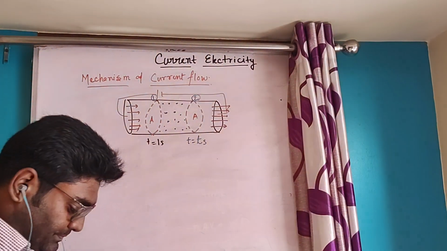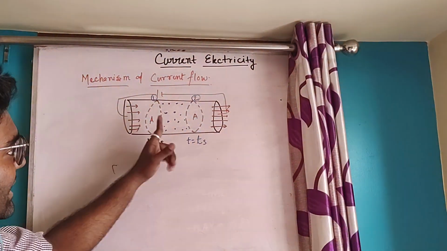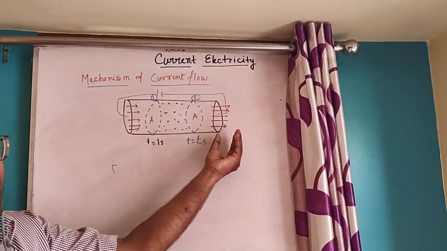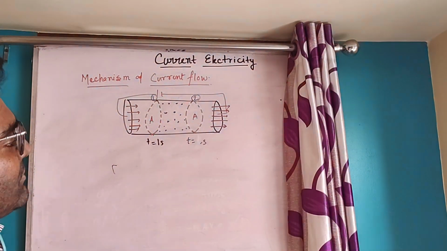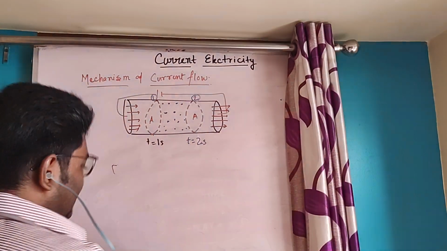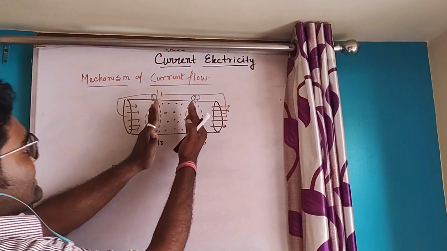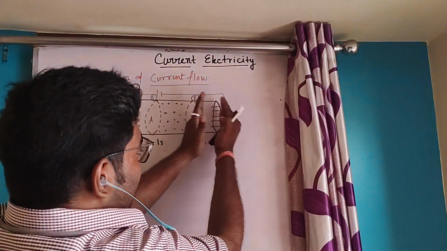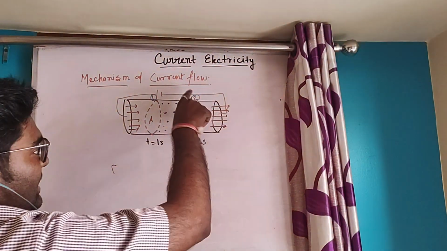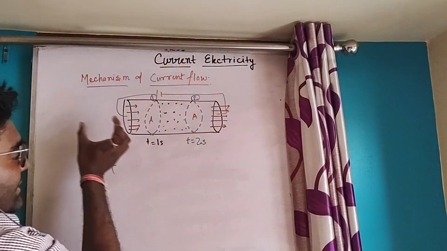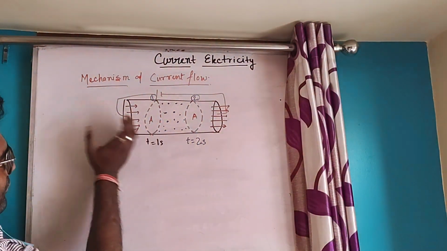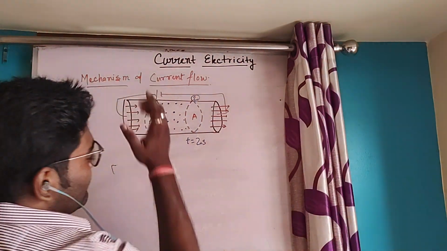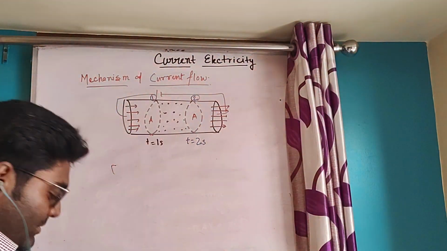Now at t second, what will happen? Suppose not t equal to 3, suppose t equal to 2 seconds, then at t equal to 2 seconds, this amount of electrons will pass through the second cross section of this conductor, and the same amount of electrons from this side will get inside through the first cross section and accumulate here.